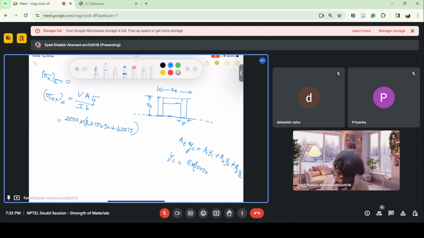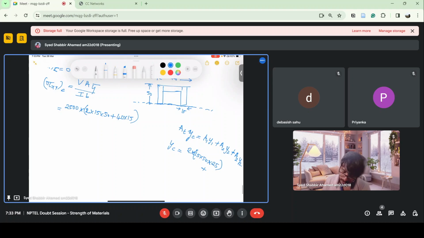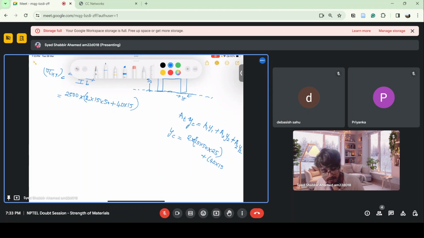I'll multiply this into, for both these rectangles, that is 25. Y1 is 25, let's say. And I have for this rectangle, which is 40 into 15. And this centroid is at a distance of 50 minus 7.5, okay, 42.5. And divided by this area again. 3 into 50 plus 40 into 50.